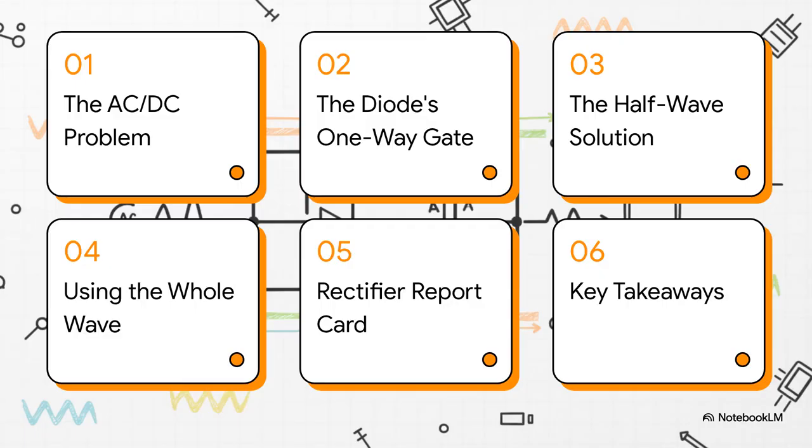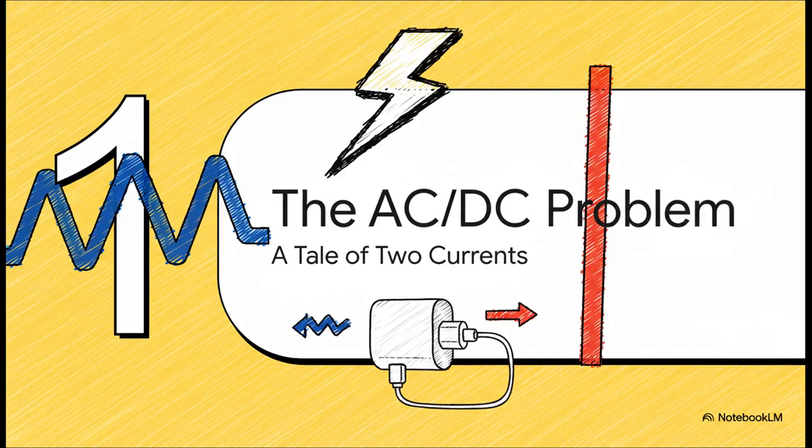So here's our game plan. First, we'll tackle the core issue, the AC-DC problem. Then, we'll introduce the hero of our story, the diode. After that, we'll look at a simple but kind of flawed first attempt called the half-wave rectifier, and then see how we can do much better with a full-wave rectifier. Finally, we'll get into the stuff you really need for your exams, with a side-by-side comparison, and then we'll wrap it all up. Sound good? Let's dive in. Okay, first things first.